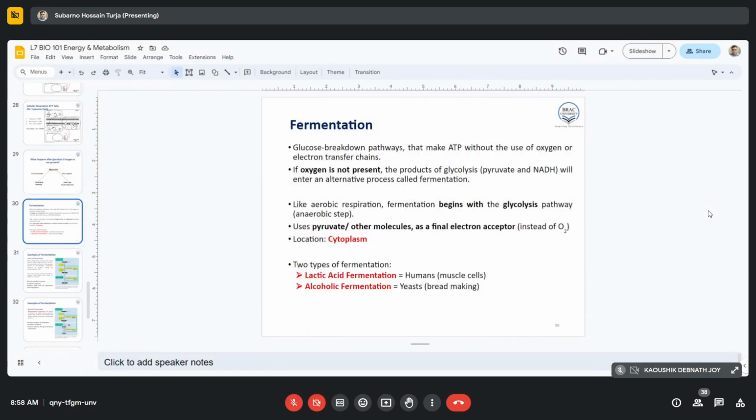What is fermentation? Fermentation is a reaction of breaking down glucose which makes ATP without using oxygen. Since we're not using oxygen in this part, we don't proceed to the other steps. We're not going to the Krebs cycle, we're not going to the electron transport chain. Whatever energy we're getting, we're only getting from glycolysis.